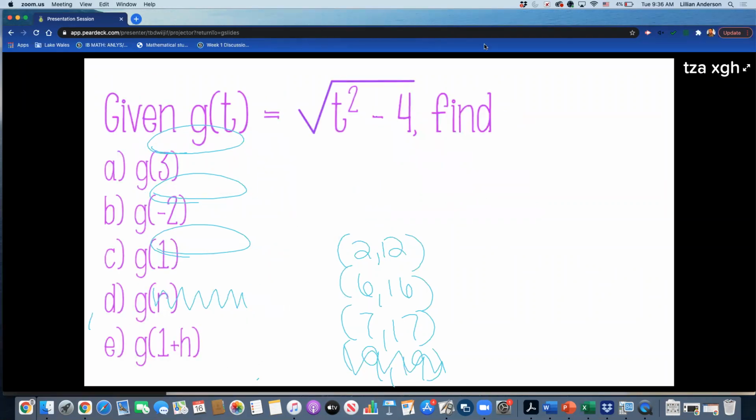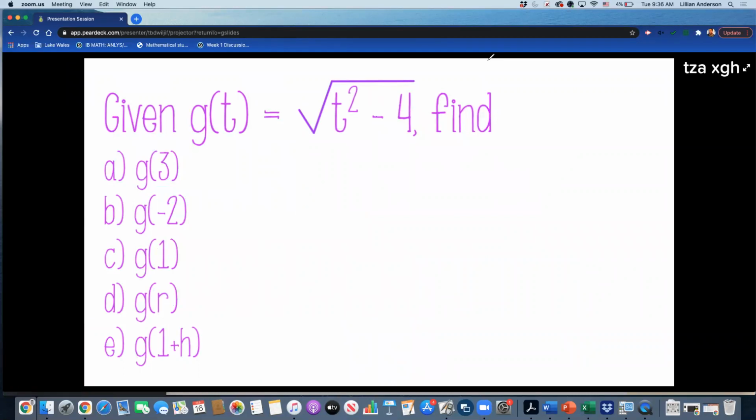So don't forget, when you are given an actual function to find each of these different values, what does g of 3 mean? The t equals 3, so you will plug in 3 for t, and you work it out. 3 squared is 9, 9 minus 4 is 5, so this will be the exact answer, the square root of 5. No need to actually type in the square root of 5 into your calculator, because then what you end up having is a decimal that you have to worry about rounding. And we know how y'all are about rounding, right?